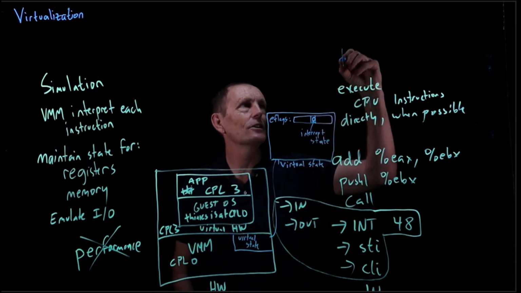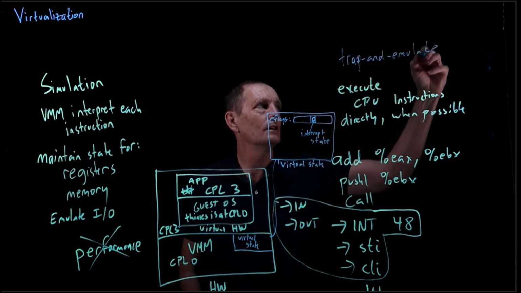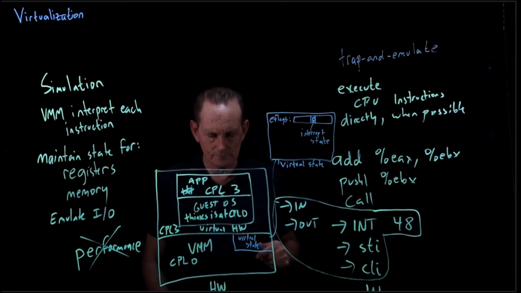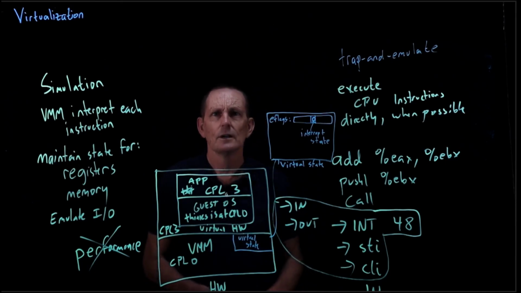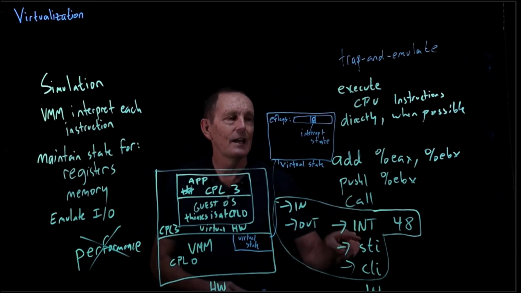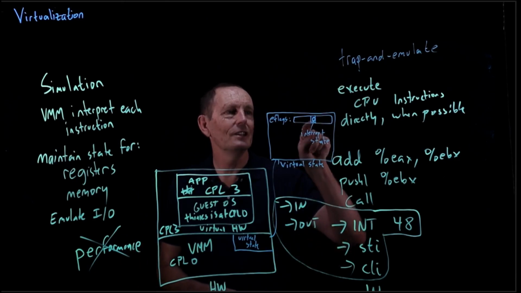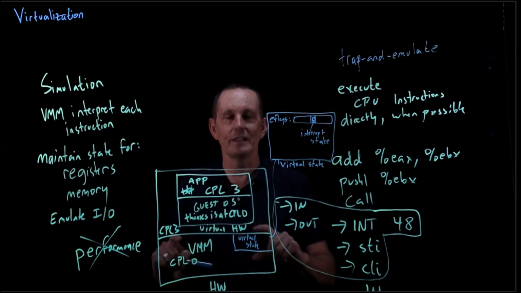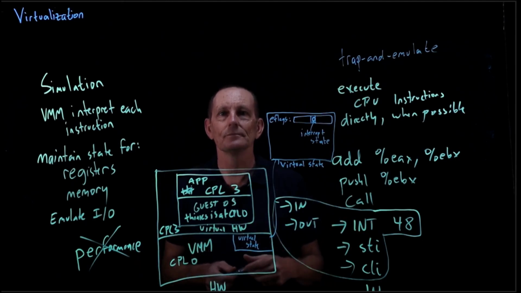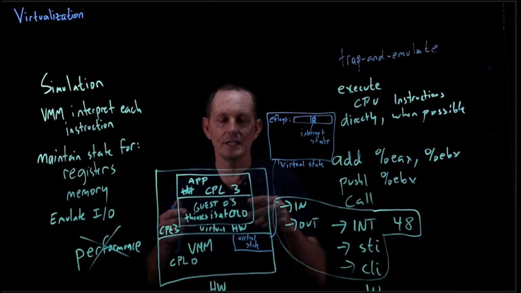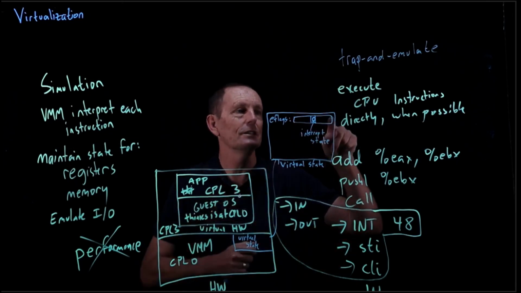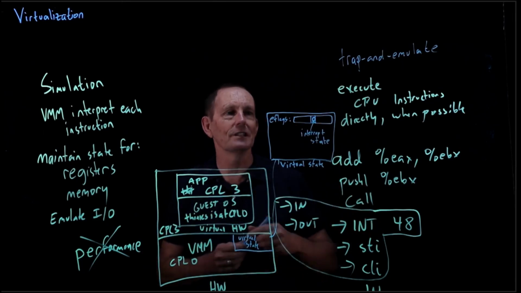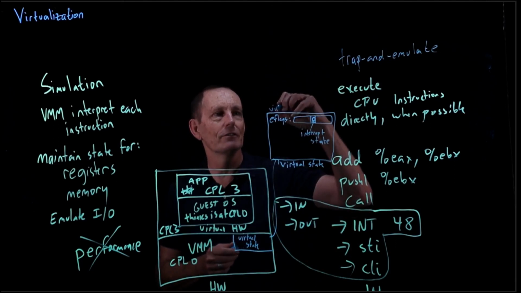So this idea is called trap and emulate. And it's historically the way that virtual machine monitors have been written. So CLI and STI, as we've said, would change the interrupt state of the virtual EFLAGS and probably would do nothing about changing the actual interrupt state of the hardware. The guest OS is never going to see the real EFLAGS. It's only going to see the virtual machine's idea of the EFLAGS. These are the virtual EFLAGS.